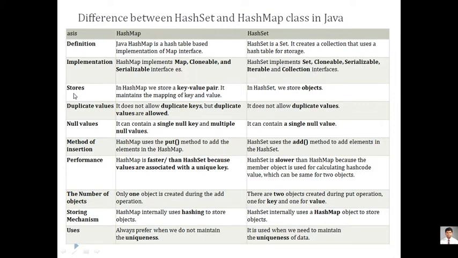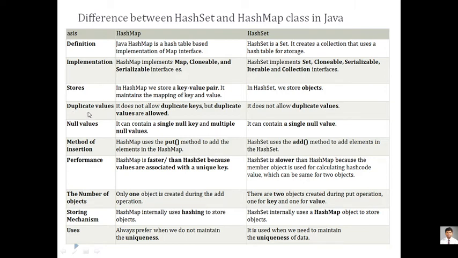Okay, as far as storage is concerned, how it has been stored. So in hash map, we store in the format of key value pair. It maintains the mapping of key and value. So everything will be stored in the format of key and value. Whereas when we go for hash set, it is stored in the format of object. So it is heavy. Here it is stored in the format of key value. So this is the major difference as far as storage is concerned.